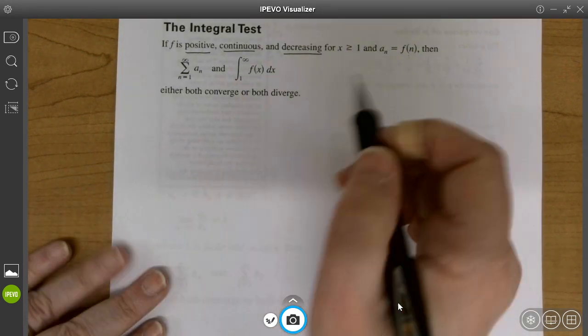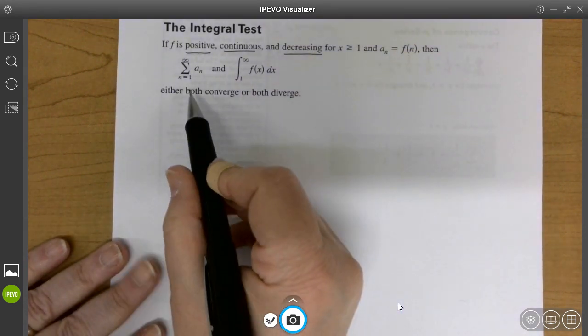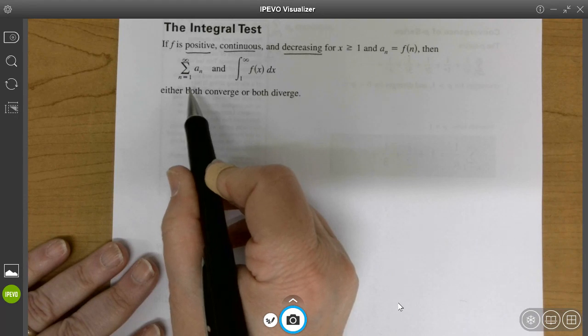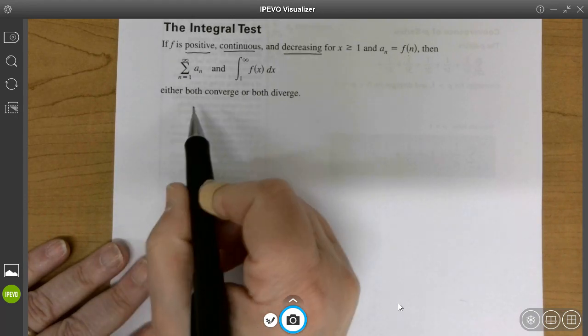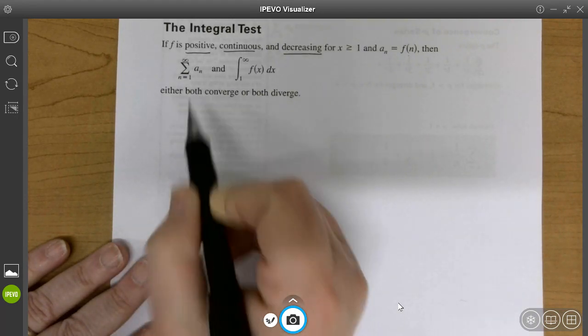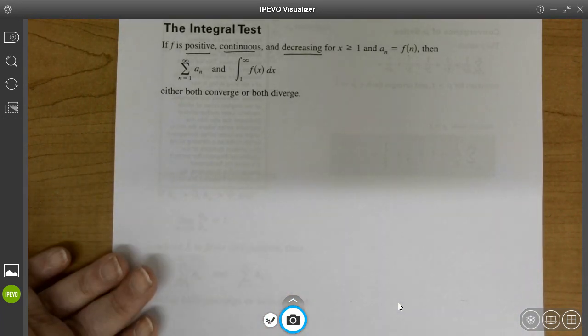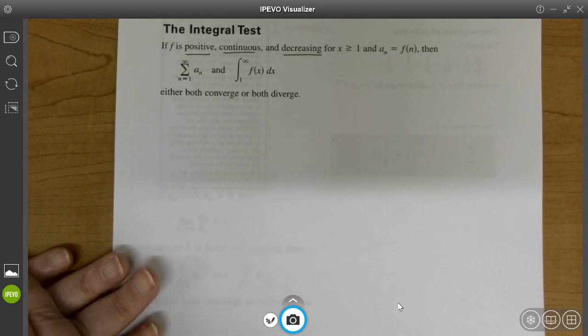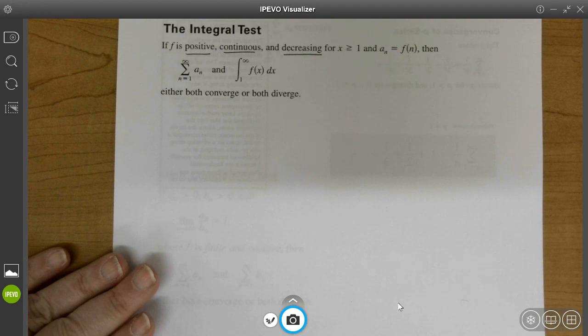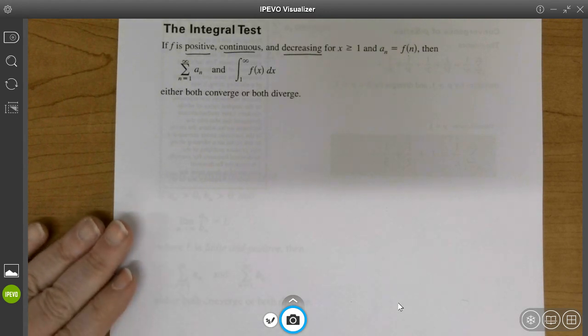But the good news is, and there's always good news, that if you can integrate and it converges, so will the series, and they'll either both converge or diverge. So if the integral converges, the series converges. If the integral diverges, then the series diverges. And that's nice because it's pretty cut and dry.